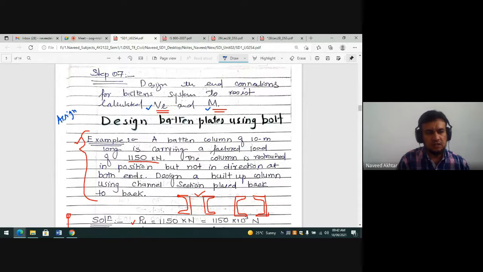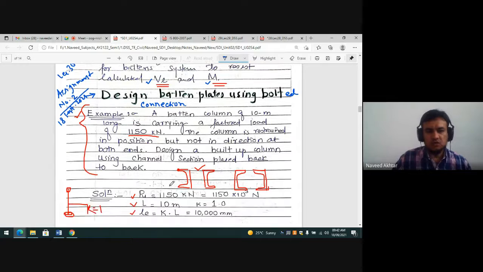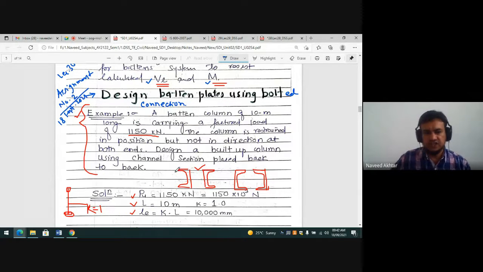Assignment number 2. So to design batten plate using bolted connection. This is you have to design. And today is date of 18 September 2021, lecture number 30. Okay, so this unit number 2 will finish here.